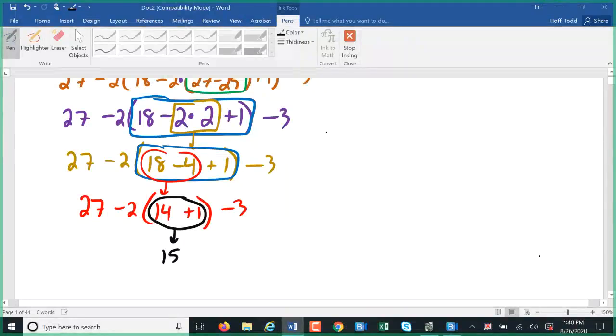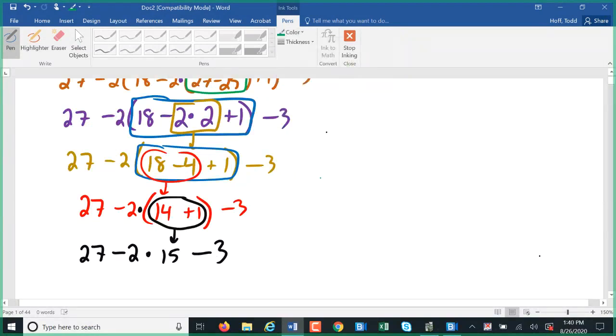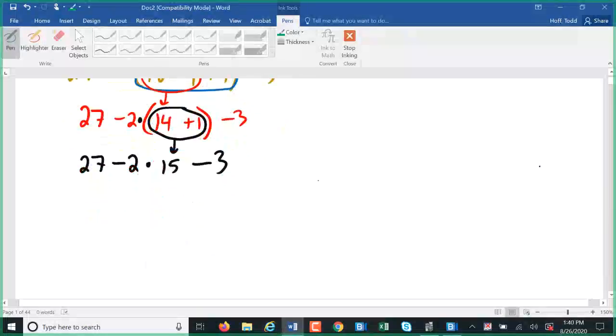We're down to a single number in that parentheses now, so I can take out the parentheses. Once again, though, there's a number in front of the parentheses with no operation. That is implied to be multiplication. So we have to put that multiplication in there. No more enclosing symbols. No more exponents. Multiplication and division. We have 2 times 15, which is 30.